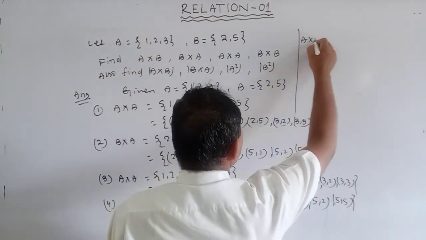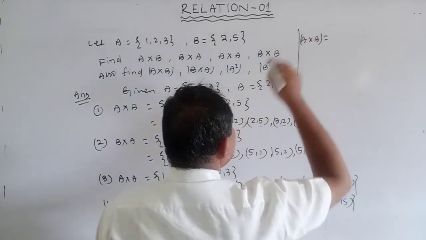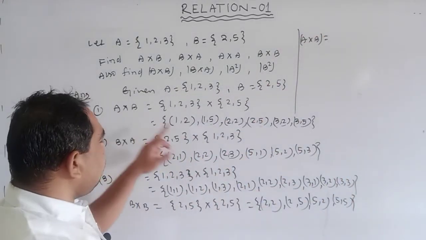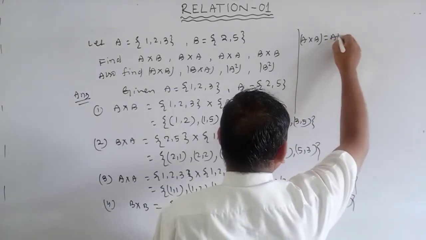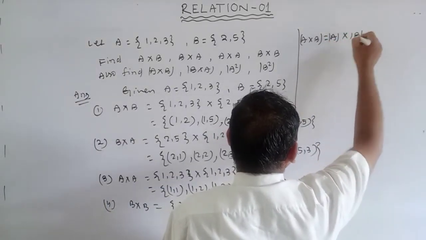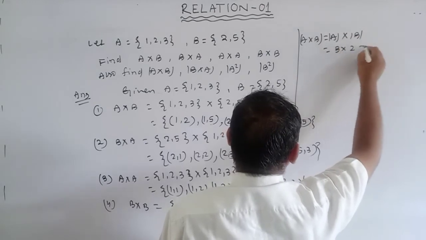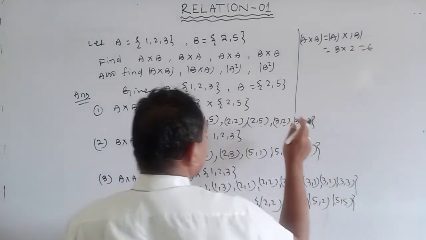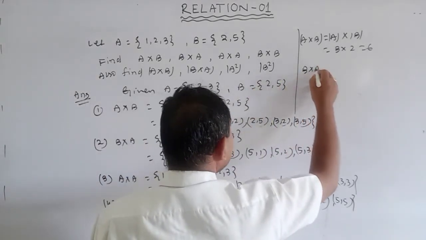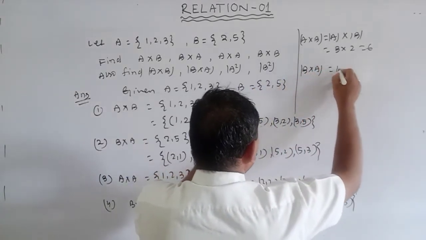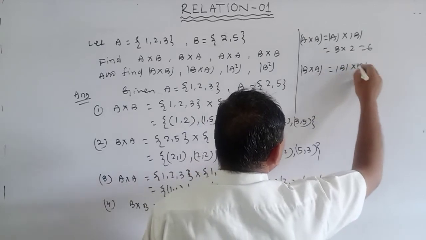Mode of A into B is the number of elements in A into B: 1, 2, 3, 4, 5, 6. So mode of A into mode of B is equal to 3 into 2, which is equal to 6. Okay, so B into A is also 6. Mode of B into mode of A is equal to 6.